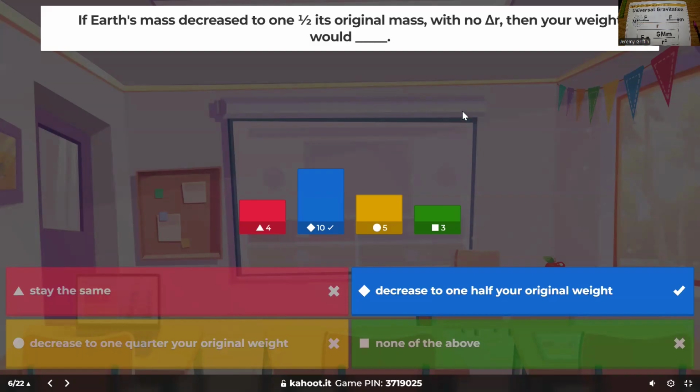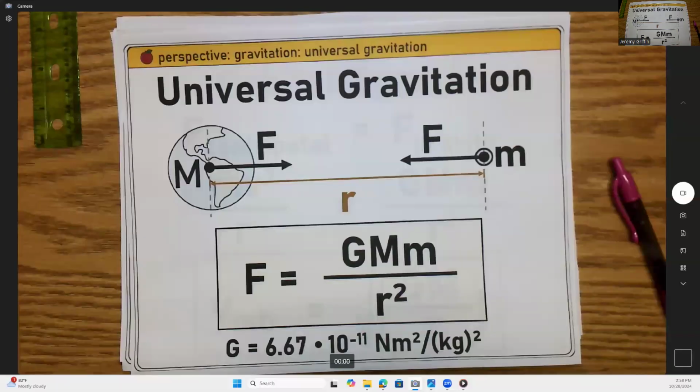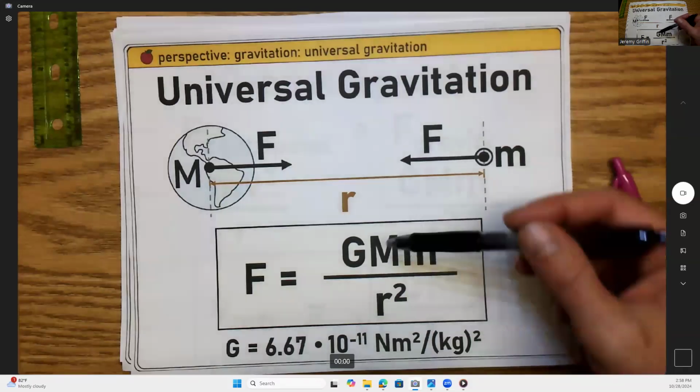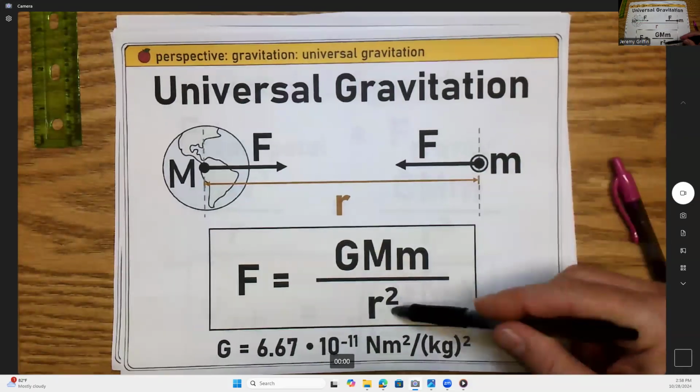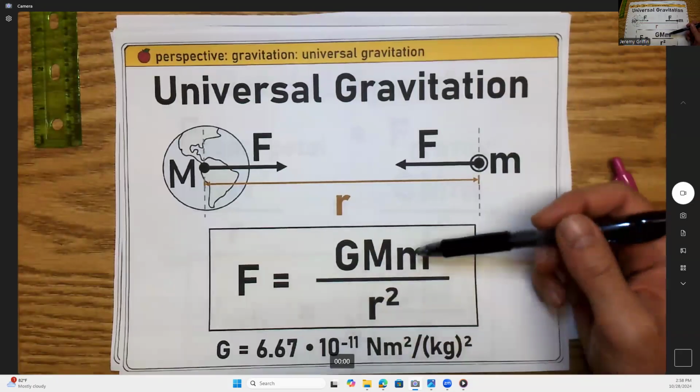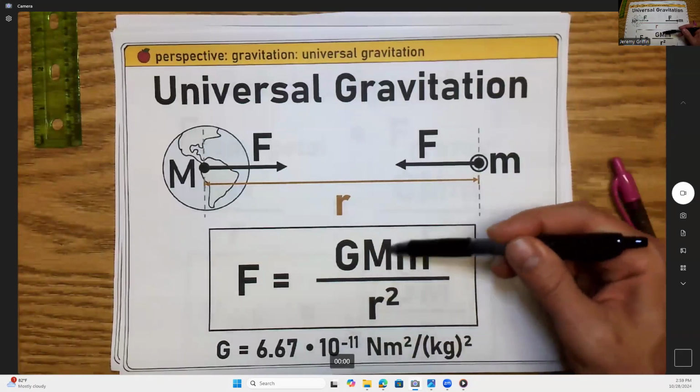Decrease to half your weight. Let's take a look at the equation to back that up. So we're saying GMm over R squared. You run it, get some number. That's your weight. Then we take the mass of Earth and make it half of what it was before.